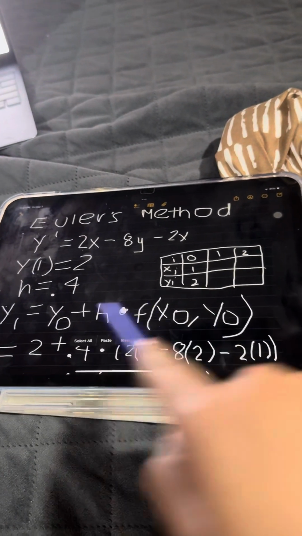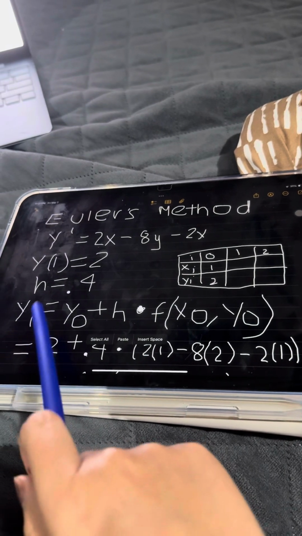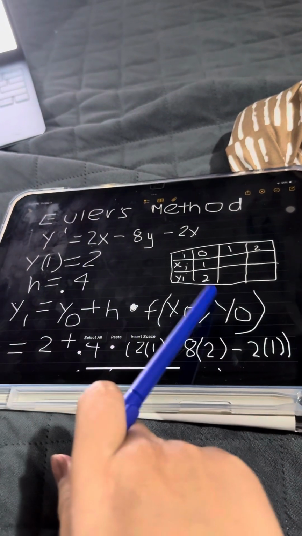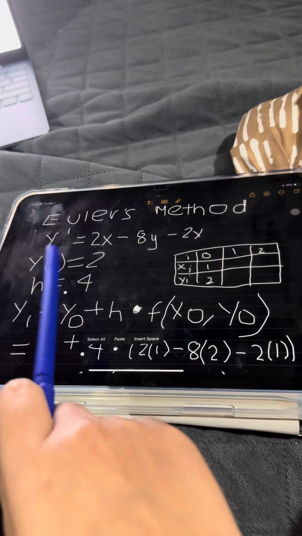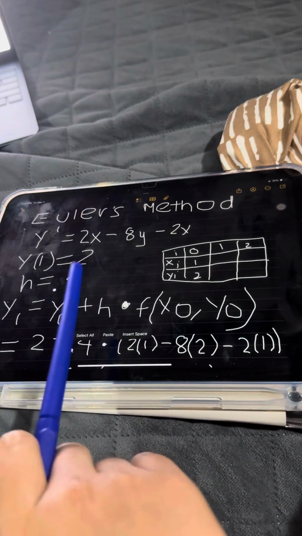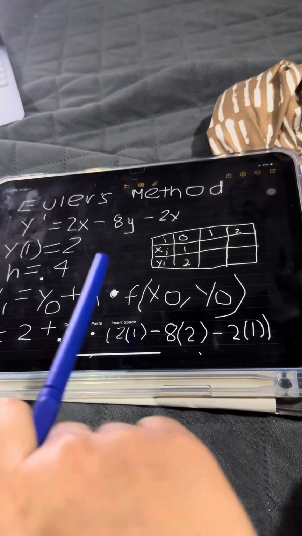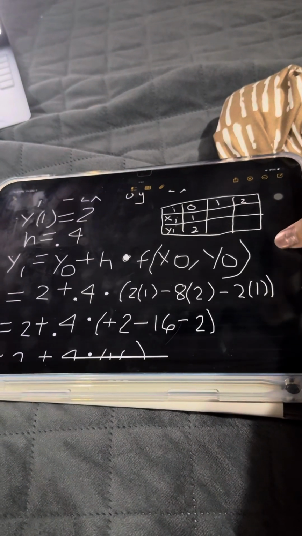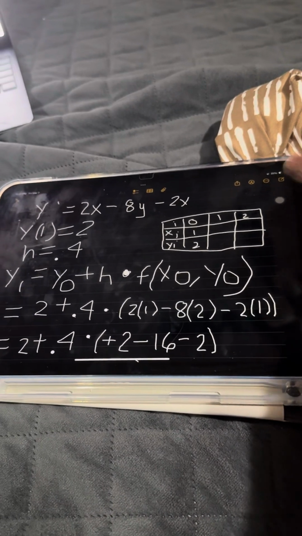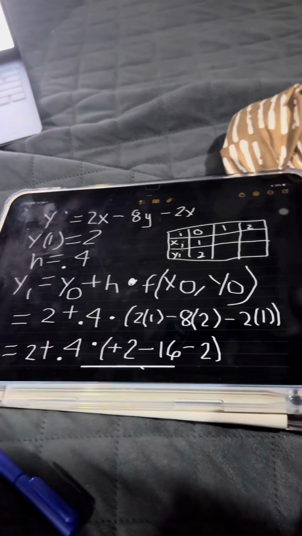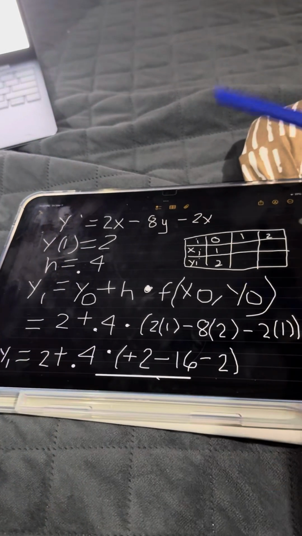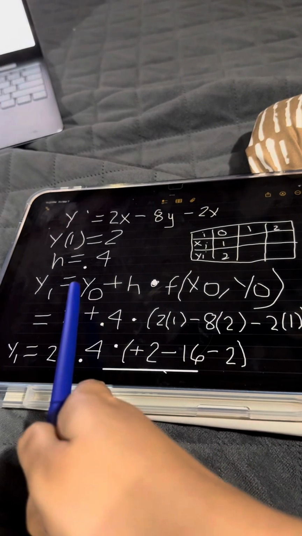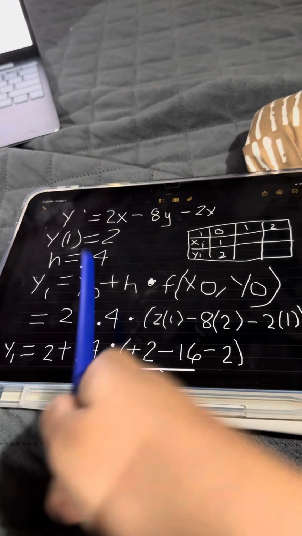This is our formula, which is y1 equals y0, and y0 in this case is 2. It's over here. And then plus h, which is our step size, and it's 0.4, times the function f, which in this case is going to be our 2x minus 8y minus 2x. So in this case, we're going to be solving this by plugging in our numbers.